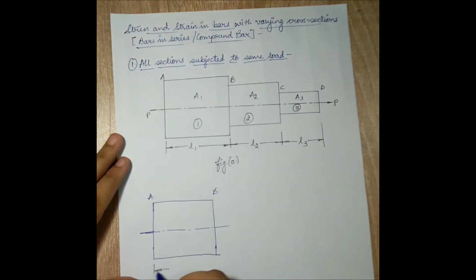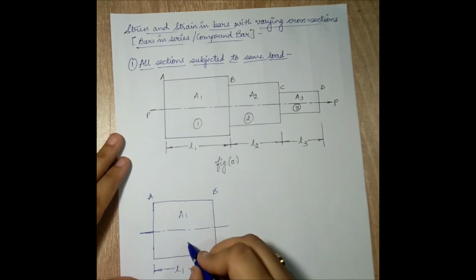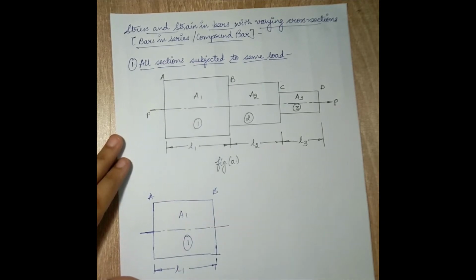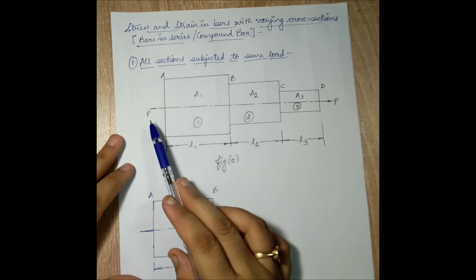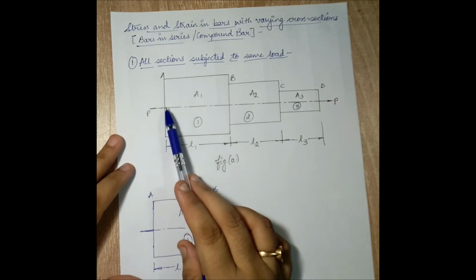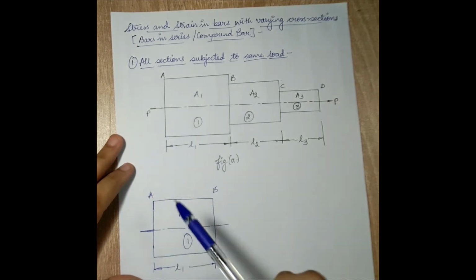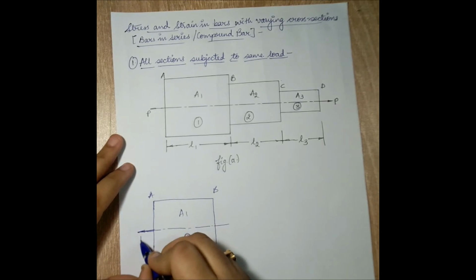The length is L1 and the area is A1. This is the first bar. Now, for this bar, how do we mark the load on both the sides? This is the FBD, which means I have drawn only a part of this entire compound bar. Now, I will always start from the end where I know the load completely. For example, at section A, you can see I know the load, which is P.